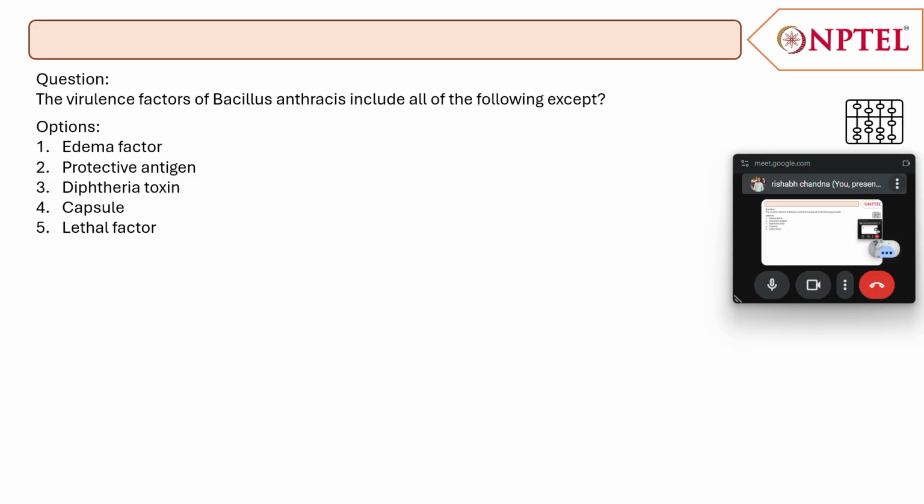So the correct answer is option number 3, that is diphtheria toxin. So this is not a virulence factor for anthracis. This is a virulence factor for the diphtheria mycobacterium.